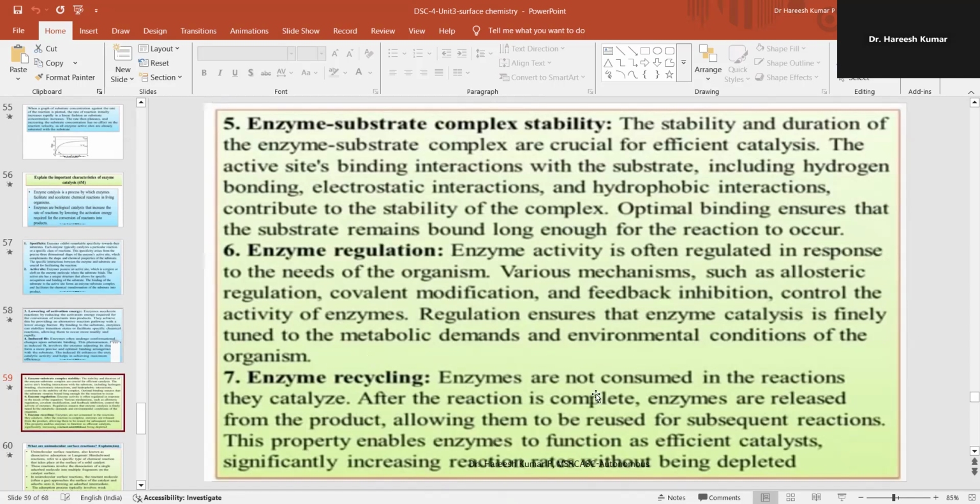Enzyme recycling. Enzymes are not consumed in the reactions they catalyze. After the reaction is complete, enzymes are released from the product, allowing them to be reused for subsequent reactions. This property enables enzymes to function as efficient catalysts, significantly increasing the reaction rate without being depleted.